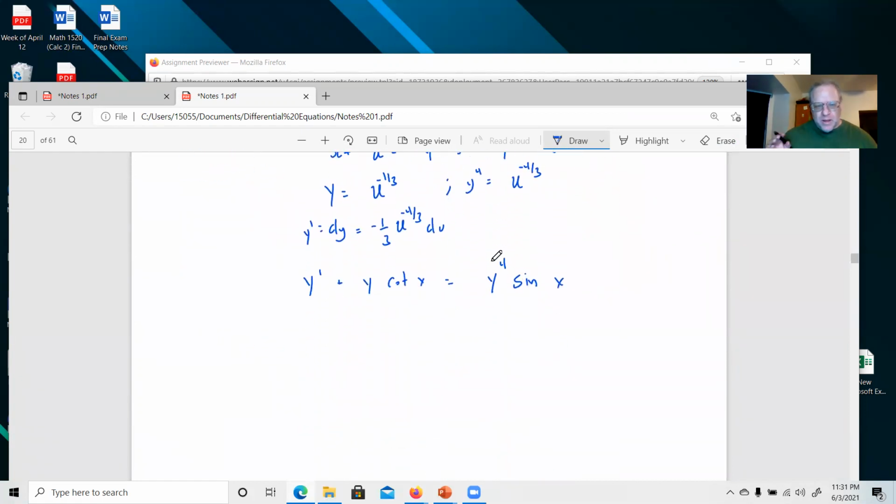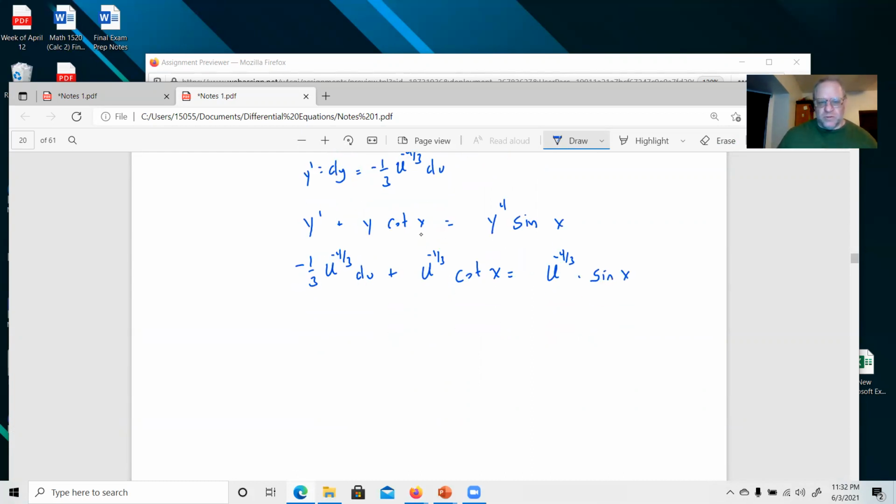Okay, so we have some substitutions to set up. dy is -1/3 u to the -4/3 du, plus y, which is u to the -1/3, times cotangent of x, equal to y to the 4th, so that's u to the -4/3 times sine x. And again, I don't really care too much about the sine and the cotangent, not yet anyway. That'll come.